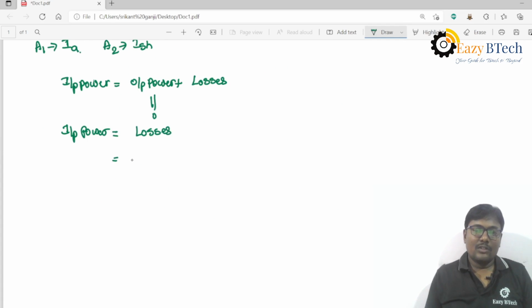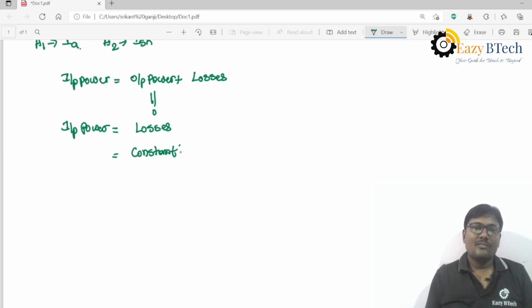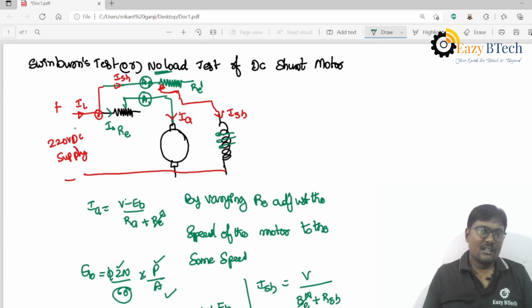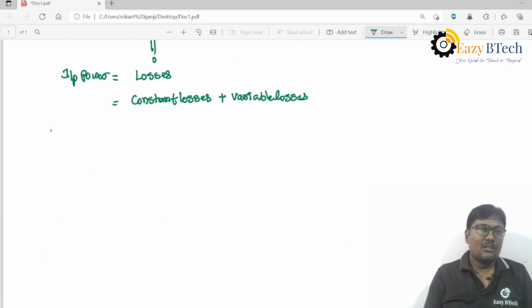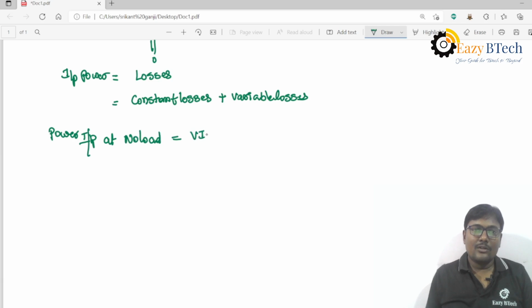We have two types of losses. One is constant losses plus variable losses. The input power is V into IL. The power input at no load is equal to V into IL.